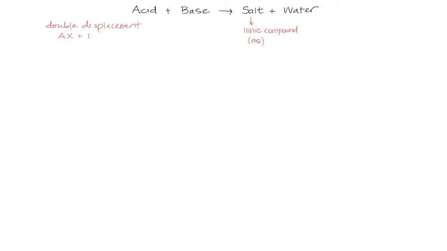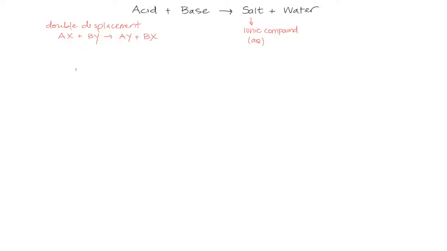An acid-base reaction generally forms an ionic compound called a salt and water. The salt usually remains in solution, so it is our aqueous product. Acid-base reactions also occur via double displacement. And remember that has the general form AX plus BY to give AY plus BX.